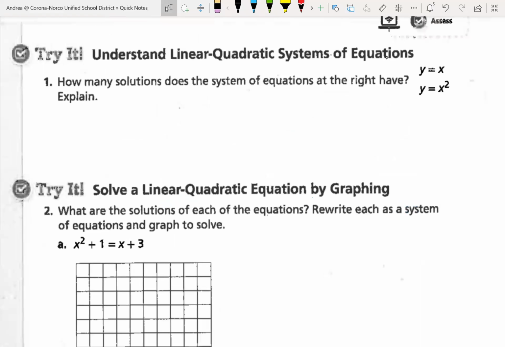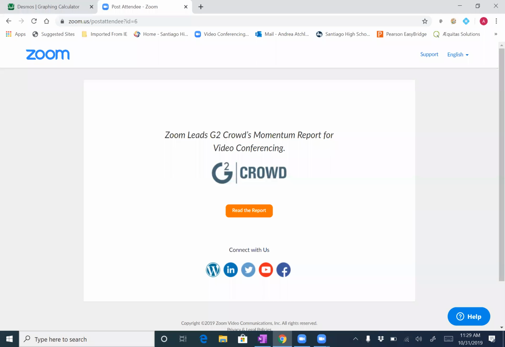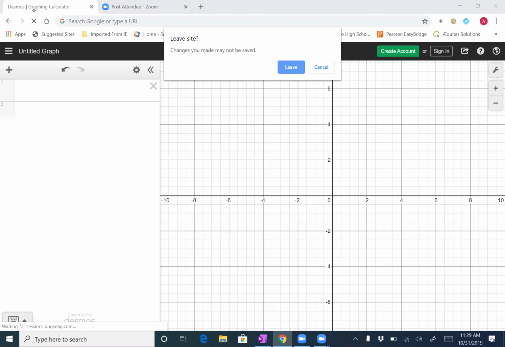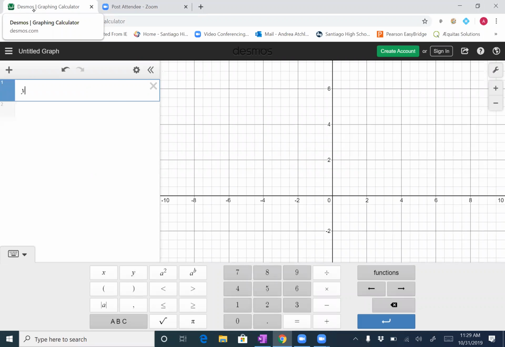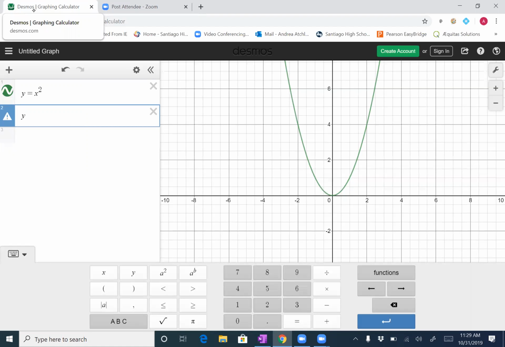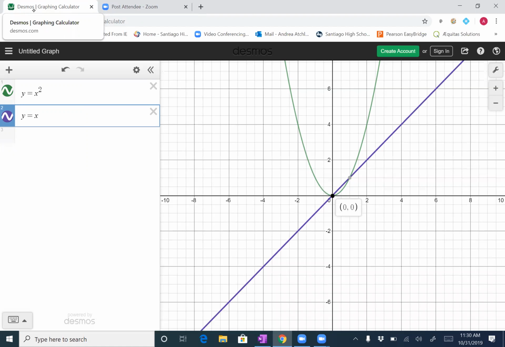Okay, so it asks us, how many solutions does the system of equations at the right have? Explain. So I'm just going to use Desmos to show this. I'm plugging in y equals x squared. So that's the parabola. And then y equals just x, the linear equation. And how many solutions does that have? 2. It even tells me what my solutions are: 0, 0, and 1, 1.